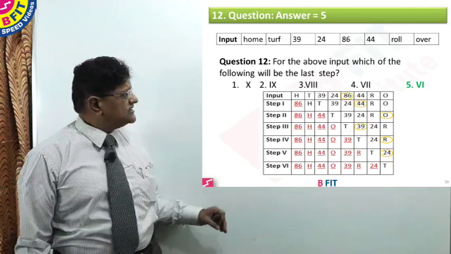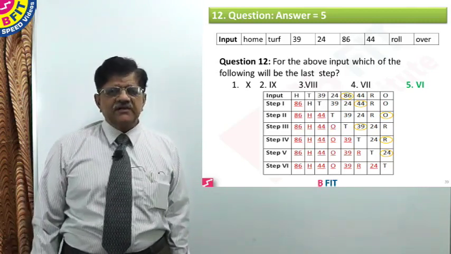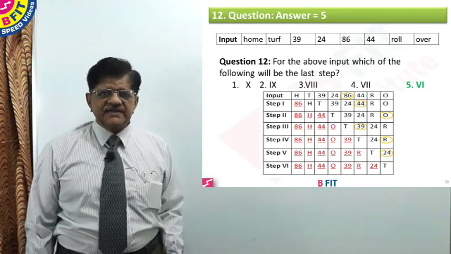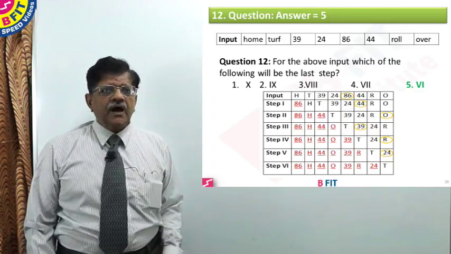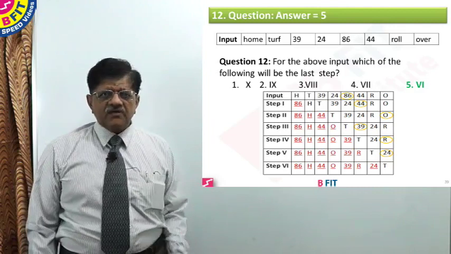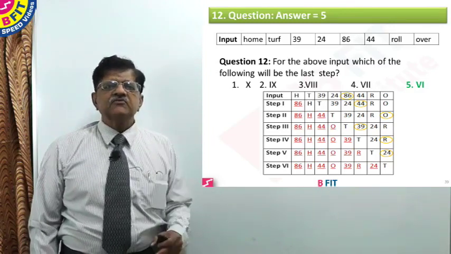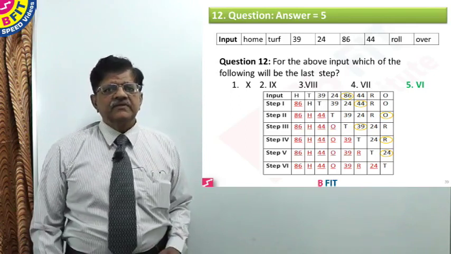Now when we come to the second step, H has fallen by itself, therefore one step is reduced. Therefore the total number of steps at this stage can be 6. Now the first 3 options are not valid, therefore they are removed. Then 4 and 5, the correct one is 5. There can only be 6 steps.